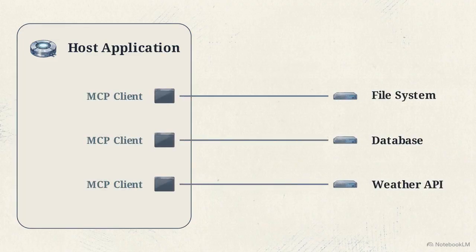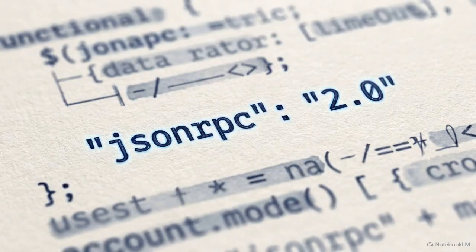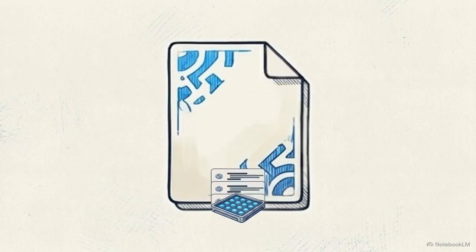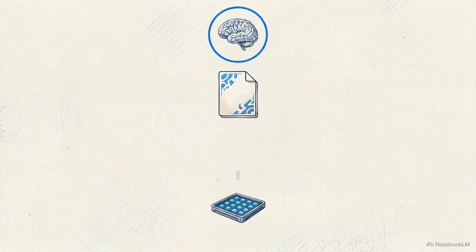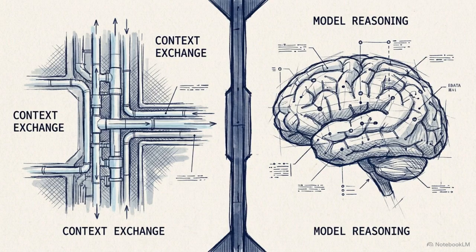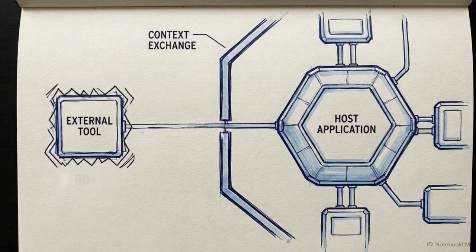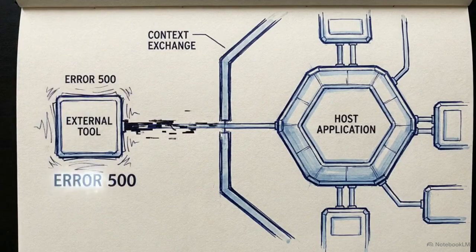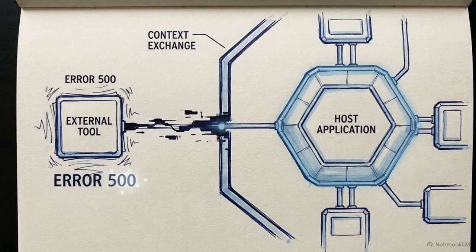The data moving across these boundaries is formatted as standard JSON RPC 2.0 payloads. This approach removes the need to hard-code tool documentation or retrieval logic directly into an LLM system prompt. MCP manages the exchange of context only. It does not control how the model reasons about that context. By strictly separating these concerns, a failure in an external tool remains isolated, preventing it from crashing the entire host application.